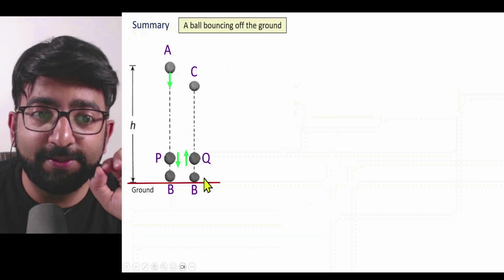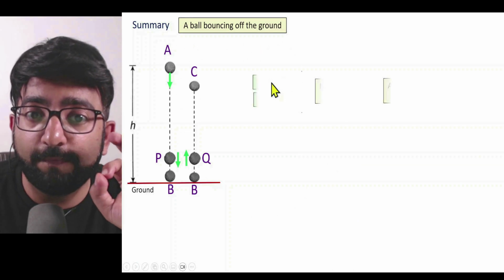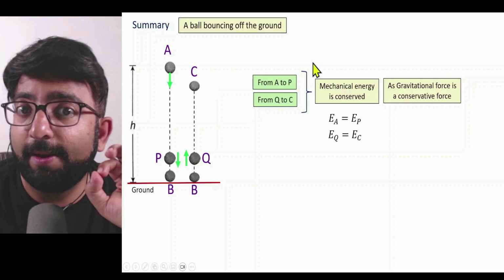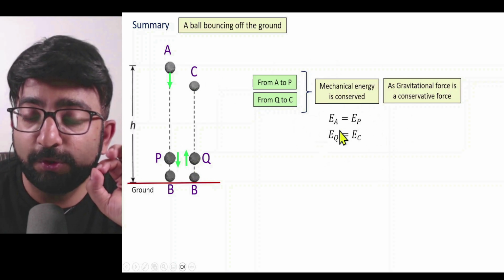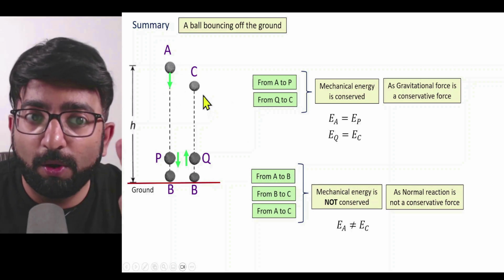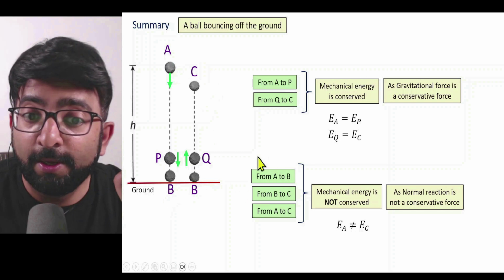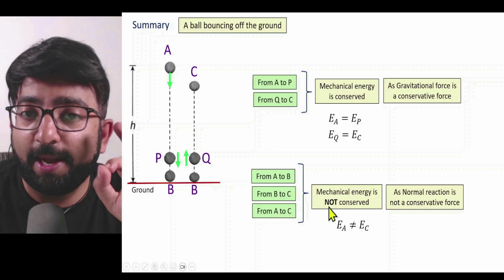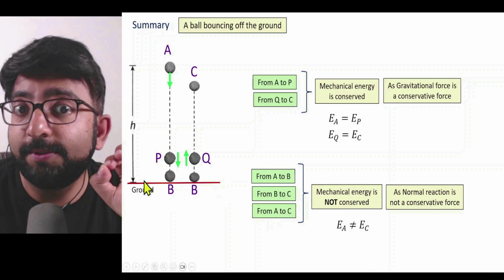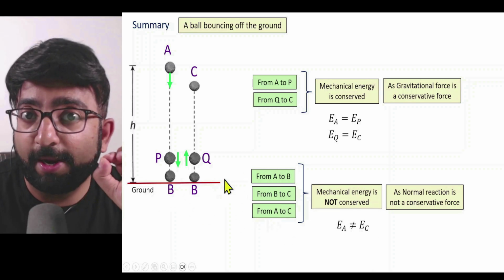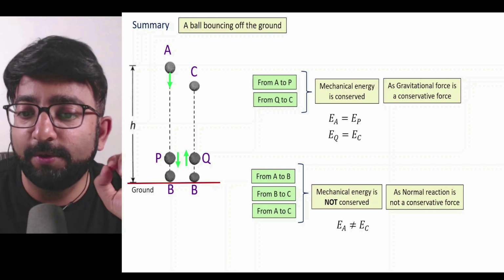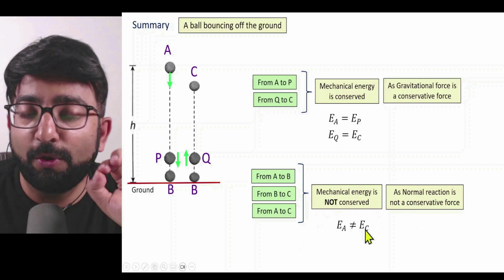And let us summarize the entire situation. Whenever the ball is bouncing off the ground, from A to P or from Q to C, we can apply mechanical energy conservation like we have shown here. But if you consider the overall motion from A to C, A to B or B to C, in all these motions mechanical energy will not be conserved, because the ground comes into the picture and the ground gives a normal reaction to the ball in the upward direction. Normal reaction is a non-conservative force, hence the mechanical energy is not conserved.